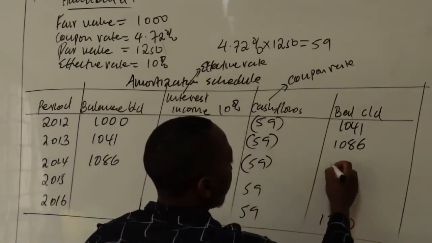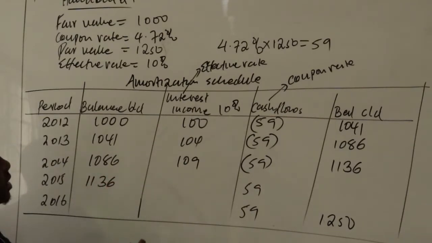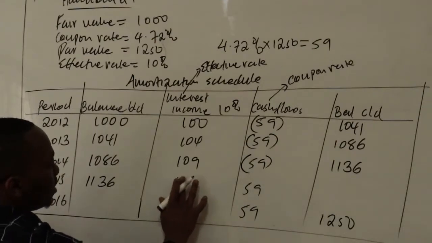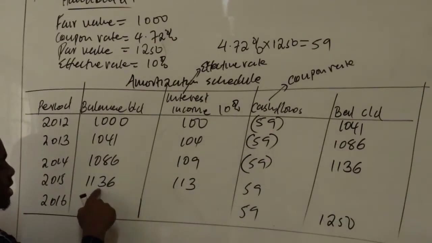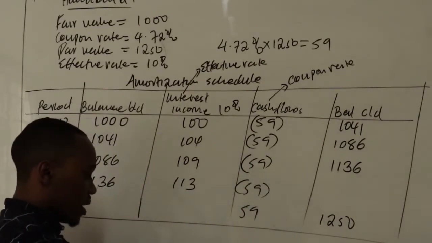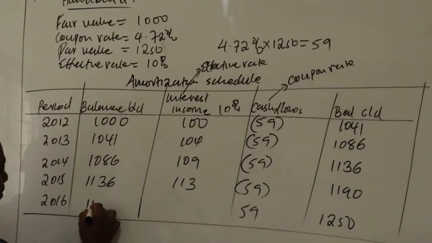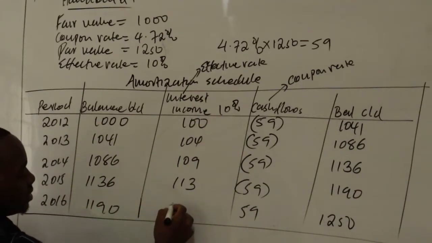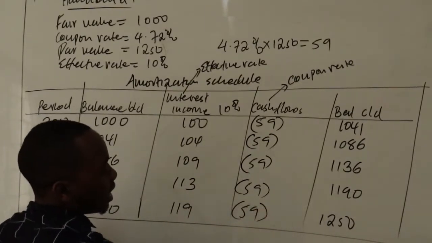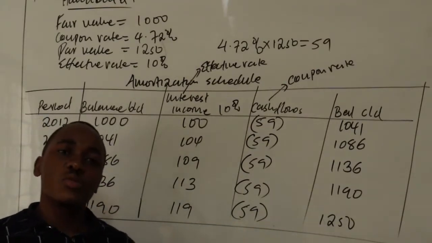You have a balance of 1136. Then 1136, 10% of that is approximately 113, sorry. So it will be 1136 plus 113 minus 59. You get an amount of 1190. Then you open with 1190. 10% of this is approximately 119. 1190 plus 119 minus 59. You are supposed to get 1250. That's how you amortize.